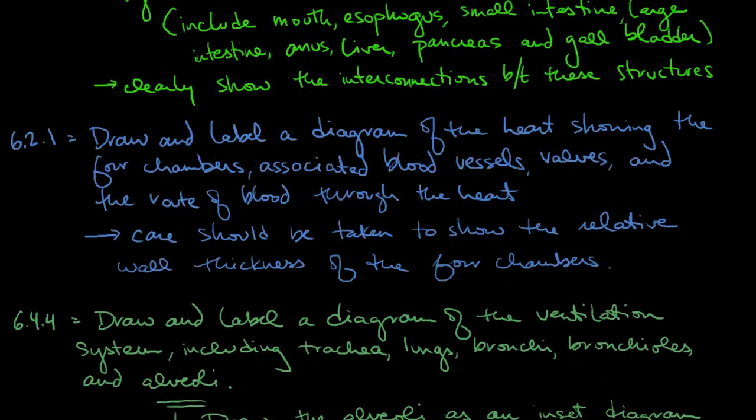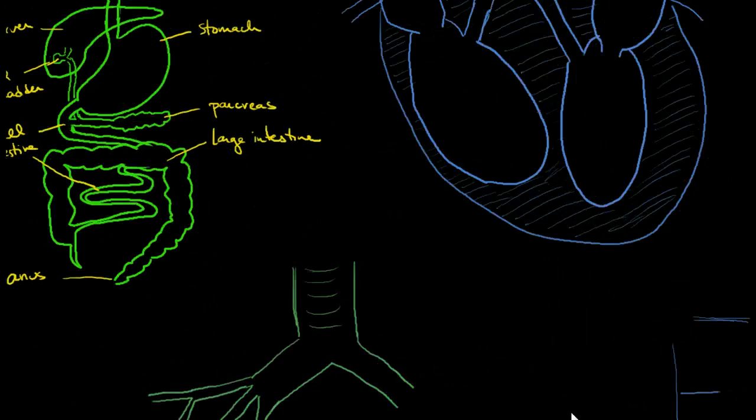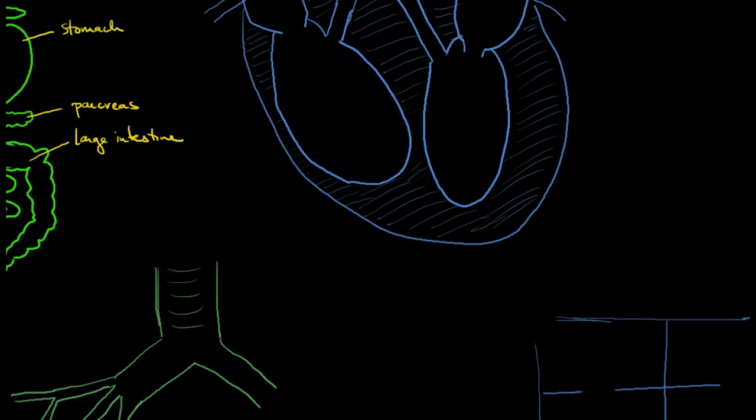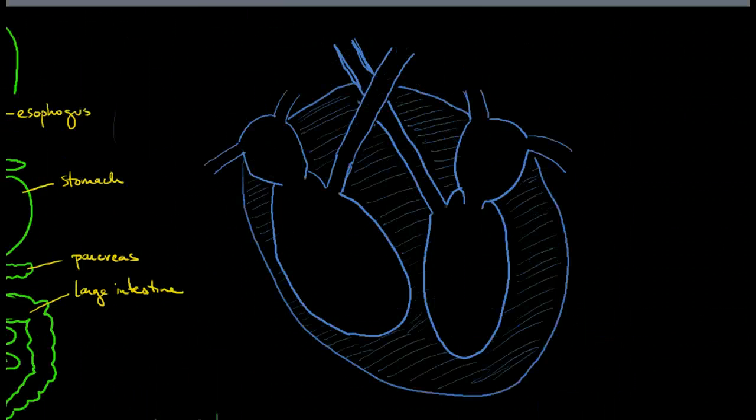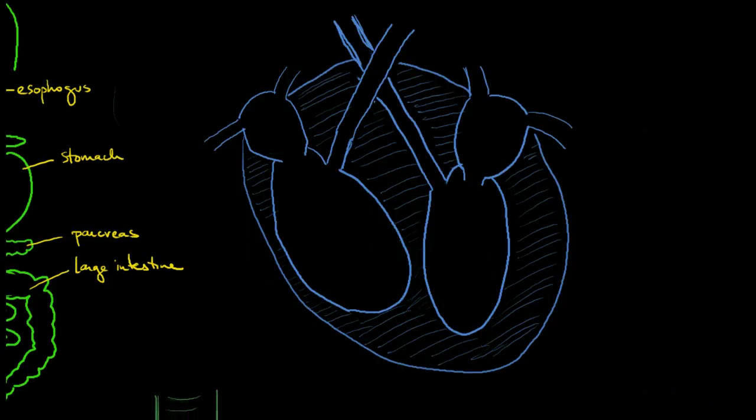So 6.2: draw and label a diagram of the heart showing the four chambers associated with blood vessels, valves, and the route of blood. And you need to show the relative thickness of the four chambers. I know we did a box diagram in class. I'm drawing this one, which is slightly different, and then we'll also talk about the box. So let's go and label the different parts.